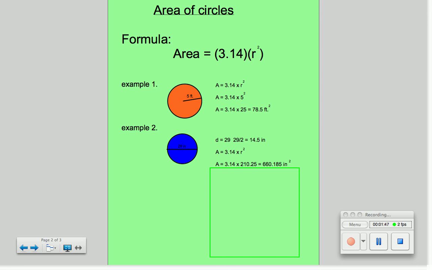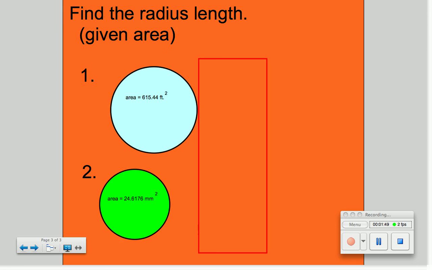Now what we're going to do is find the radius when we already know what the area is. So we're going to use the same formula, but we're going to use it in a different manner. So again, I'm going to start with my formula, pi r squared. I'm going to plug in what I know. In this case, I know the area. It's 615.44. And then you can see that that is equal to pi times the radius squared.